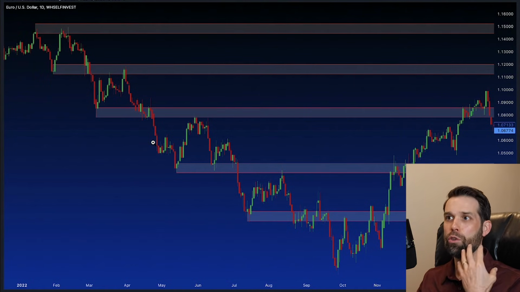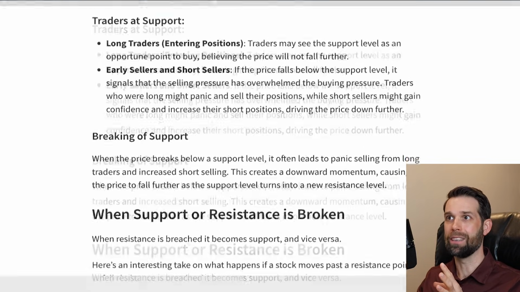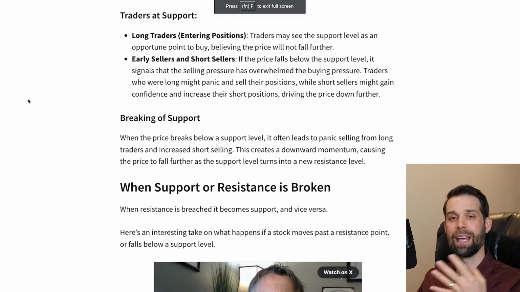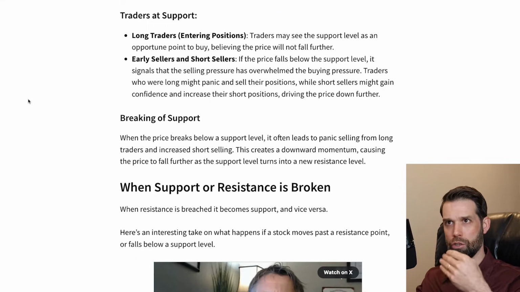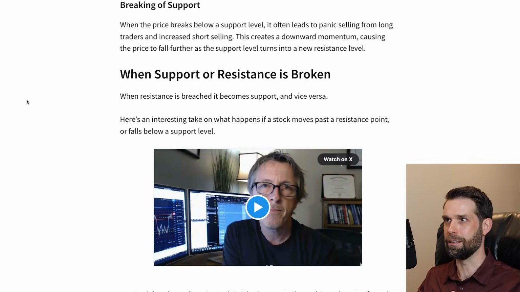So, if you can understand the psychology that we talked about here, the different traders at play when support and resistance levels are getting established, and you can look at some charts and just reference these support and resistance levels and think about what's happening there in the broader market, that could be a good stepping stone into getting a good grasp of these support and resistance levels.